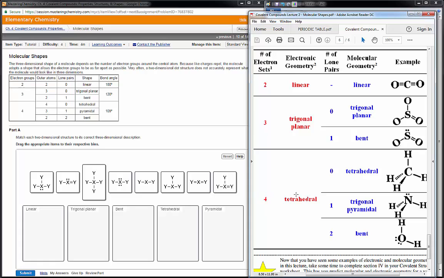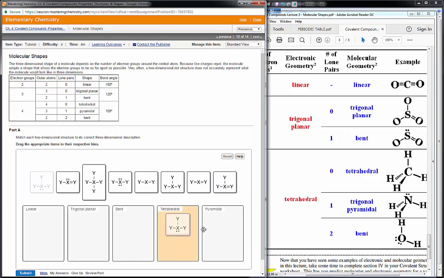4 electron sets means my electronic geometry is tetrahedral. That is the geometry of the electrons. All 4 of those electron sets are arranged in this kind of spatial geometry. And then if one of those is a lone pair, then my molecular geometry, which is referring to the shape of the atoms in the molecule and no longer looking at the electrons, that's trigonal pyramidal. So this is going to go pyramidal.